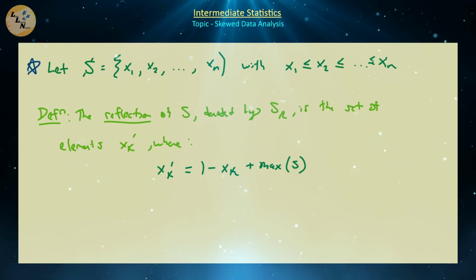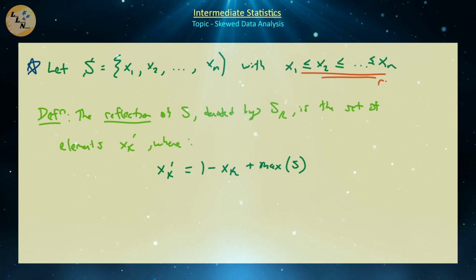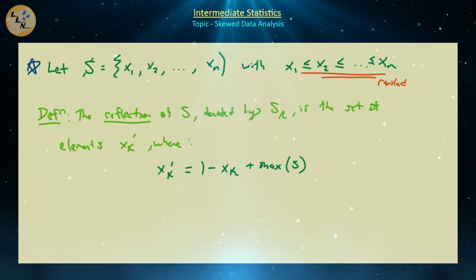So let us assume we have a finite set S that contains elements x1, x2, down to xm, with the property that x1 is less than or equal to x2 is less than or equal to all the way down to less than or equal to xm. That is, the set must be ranked from least to greatest, with repetition, of course, allowed. So we can define the reflection of S, and we're going to be denoting that by S sub r, is going to be the set of new elements where those new elements are going to be equal to 1 minus the old element plus the maximum of the old data set for which we are reflecting.